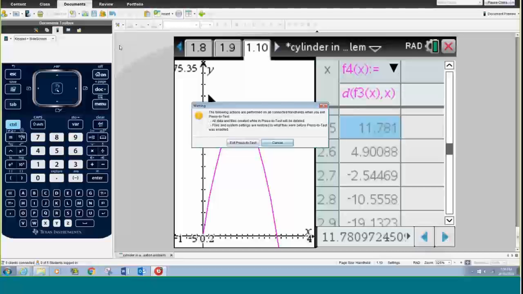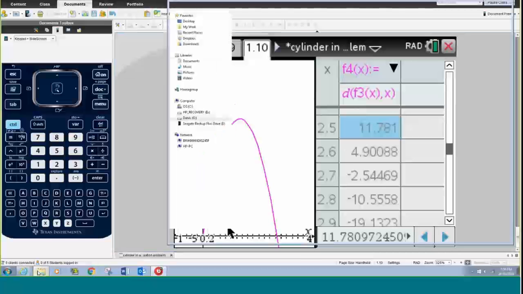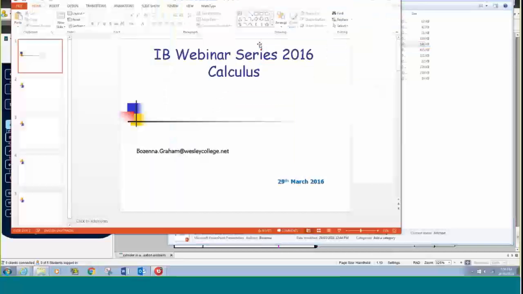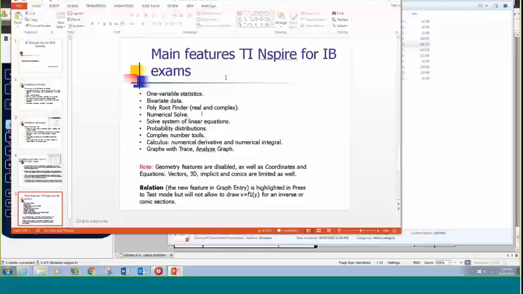And instead of going calculator to calculator, which we know is quite time consuming, we can get that pretty quickly. If I go back to the main features on TI-Nspire for IB exams, we know we use one-variable statistics, we can do regression lines, polyroot finder. It all works if we have those proper settings in Press-to-Test: numerical solve, system of linear equations, probability distributions, complex number tools, calculus. All those features we showed today will work.